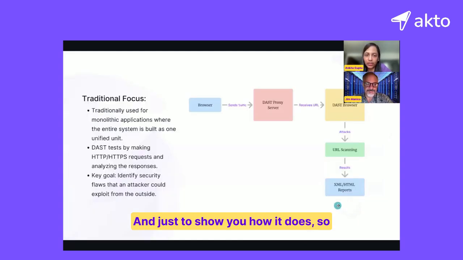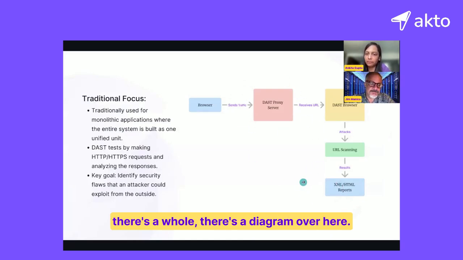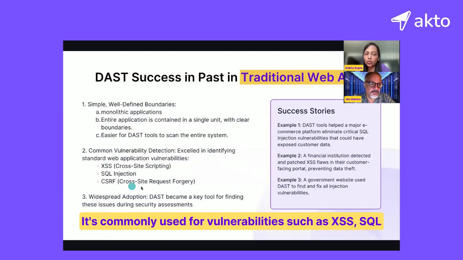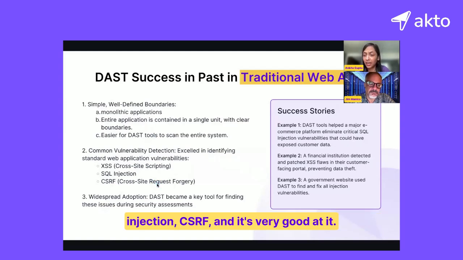And just to show you how it does so, there's a diagram over here. It gets the URL, does some attacks, and creates a report in the form of an XML or HTML report. And it does so by making some HTTPS requests and analyzing the responses. Now, what has been the success in the past of DAST in traditional web apps? It's commonly used for vulnerabilities such as XSS, SQL injection, CSRF, and it's very good at it. It's actually very good at finding these injection vulnerabilities, and it has been used for more than 20 years in the past.